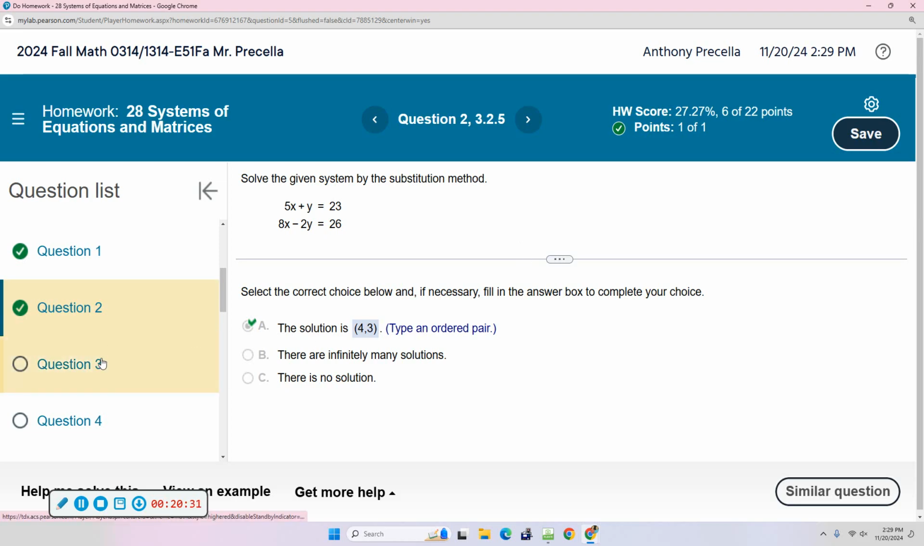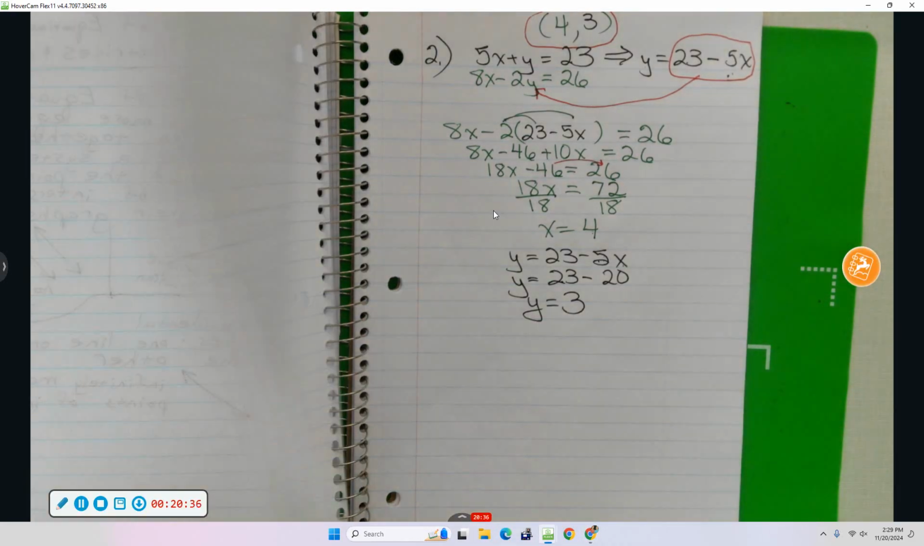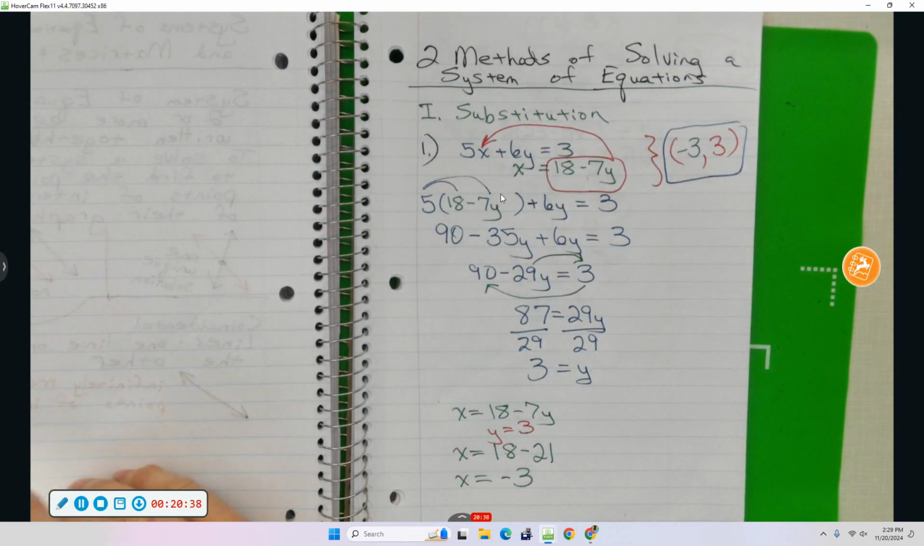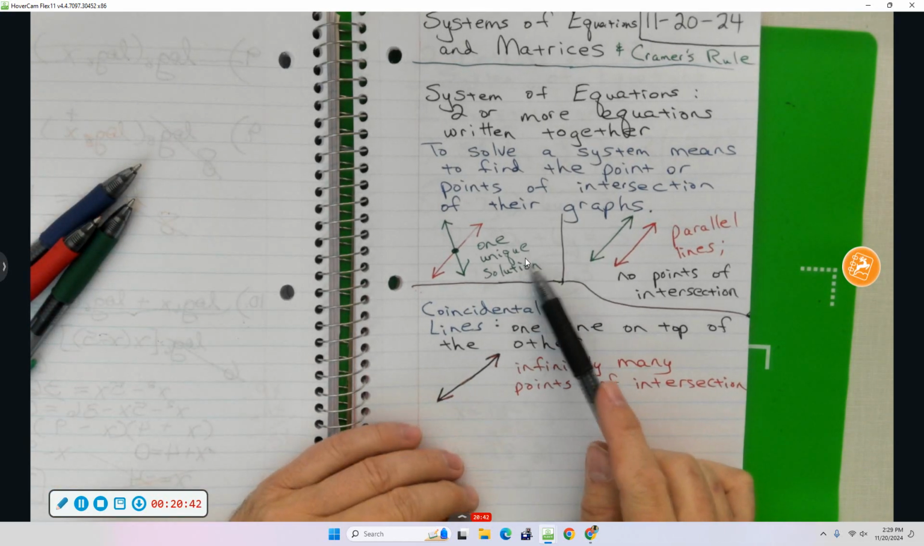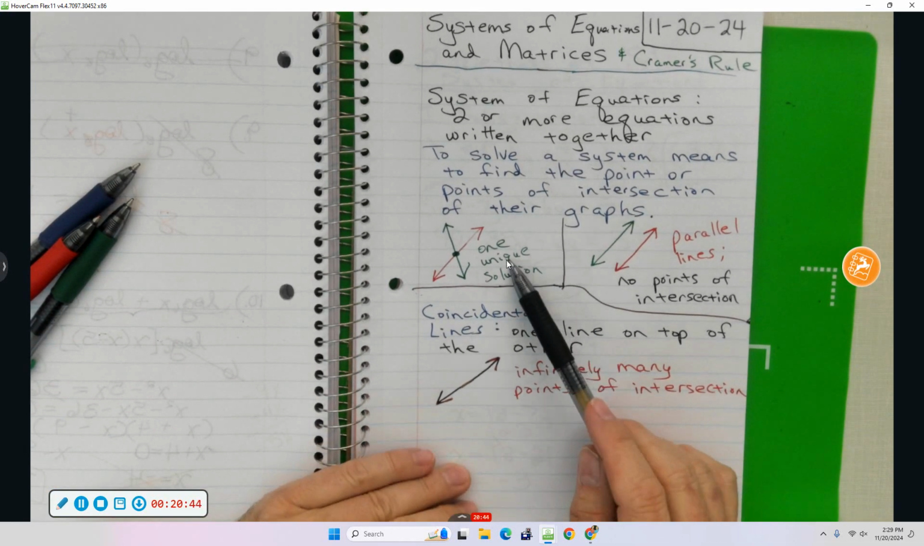Now let's go back to those special cases a moment ago. Let's see. Where is it? Right here. One unique solution. We've just seen that in problems 1 and 2.